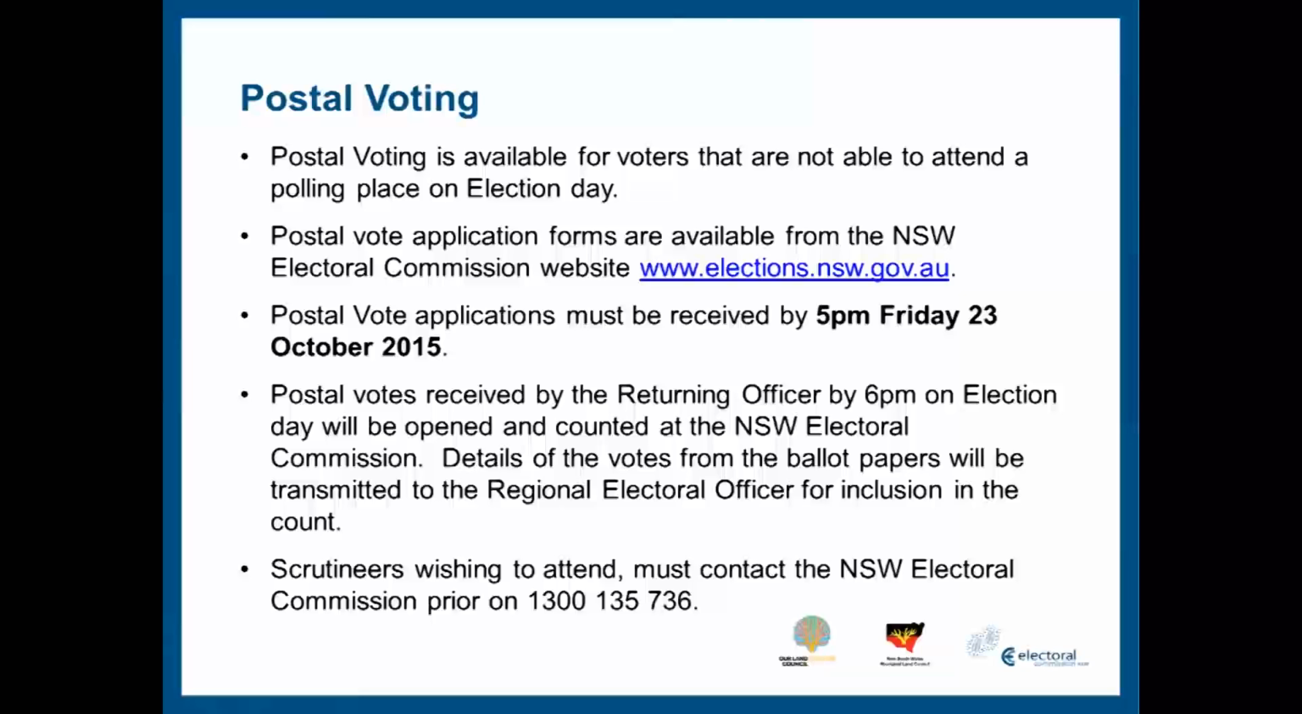Postal votes received by the returning officer by 6 p.m. on election day will be opened and counted at the New South Wales Electoral Commission, and the details of those votes from the ballot papers will then be transmitted to the Regional Electoral Officer for inclusion in the count. Scrutineers who wish to attend the New South Wales Electoral Commission head office at 6 p.m. on election day to witness the initial count of the postal ballot papers should contact the New South Wales Electoral Commission prior to that time on 1300 135 736.